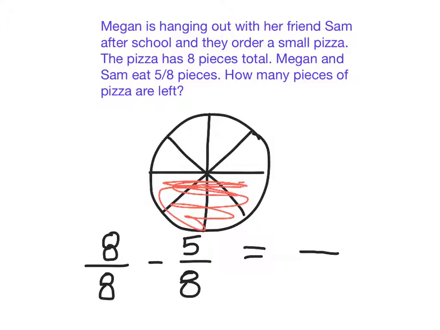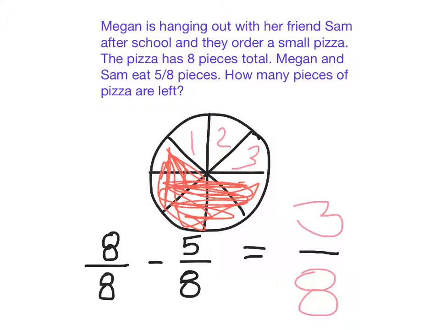We'll shade in 5 out of the 8 pieces. And then we just count how many pieces have not been shaded. That's how many pieces they did not eat. So we have 1, 2, 3 pieces left. So we have 3 out of the 8 pieces. So our answer is 3/8.